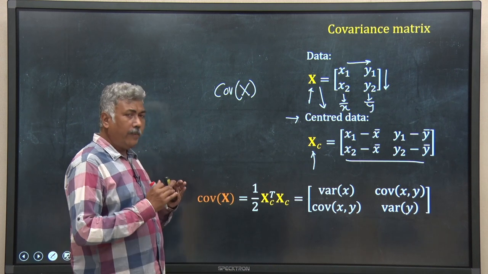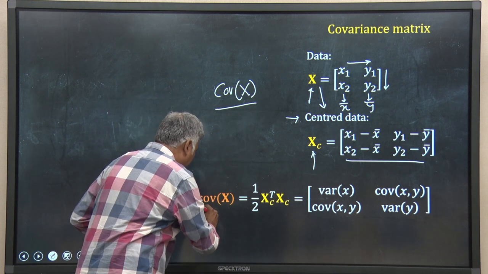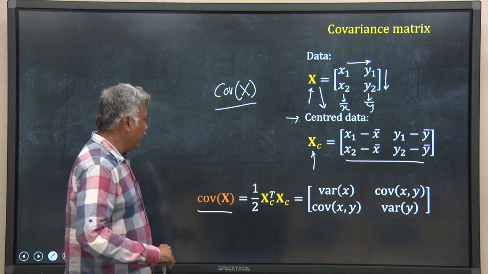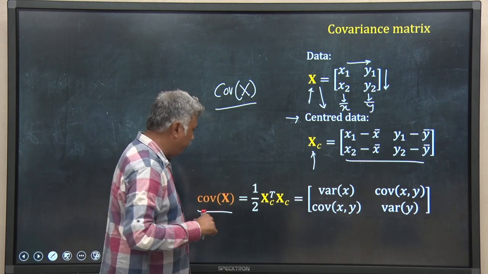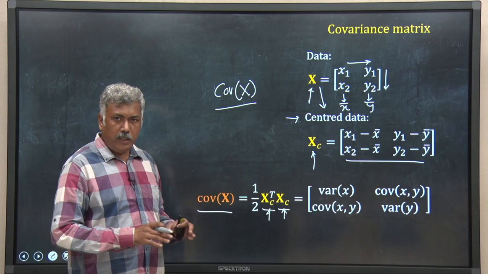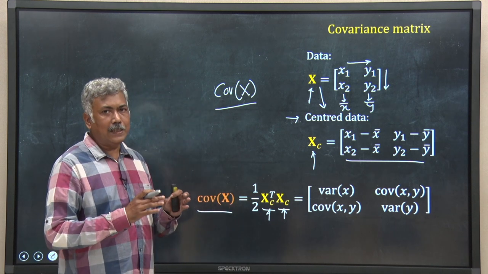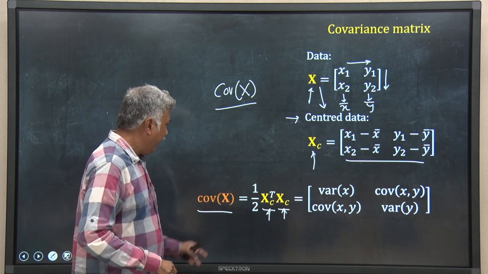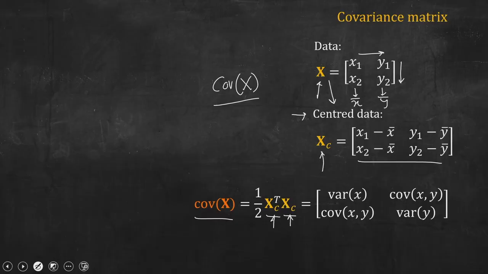So, now if I have to calculate the covariance of X, we can show that it is a 2 by 2, I have two samples here. So, it will be 1 by 2 into the transpose of X_C multiplied by X_C. I have not gone into detail how we have reached there, but you can easily check it by linear algebra. And this multiplication will give me a 2 by 2 matrix, where the diagonal elements will be the variance of x and y, whereas the off-diagonal element will be the covariance.